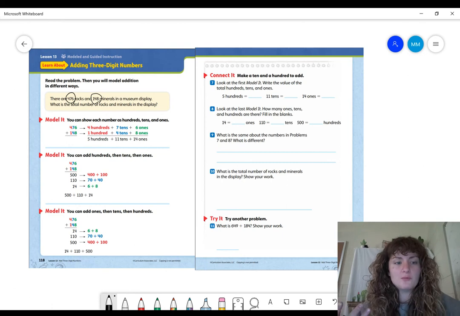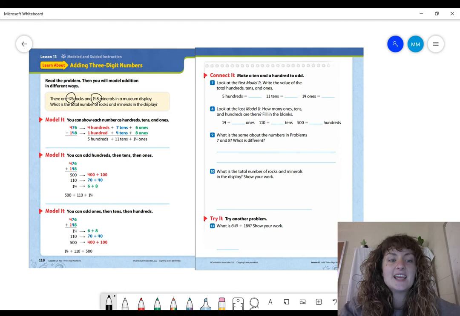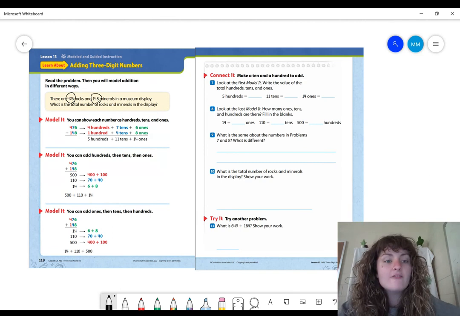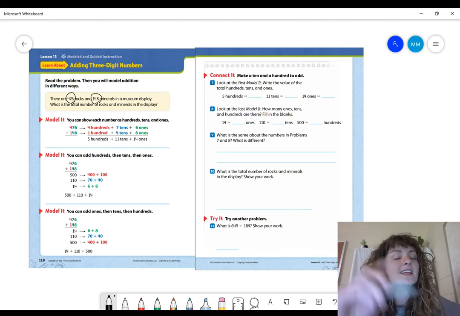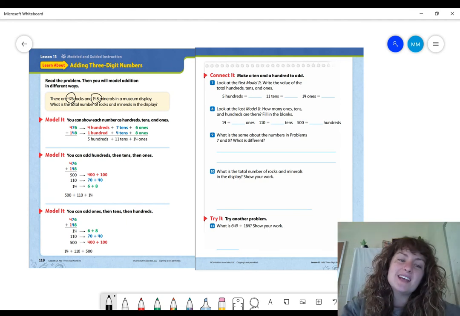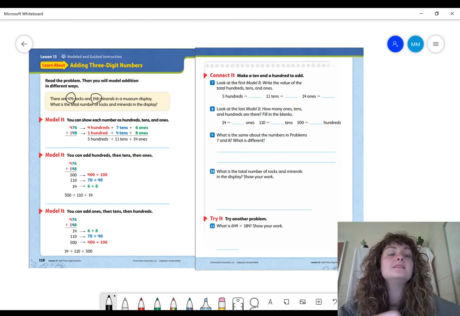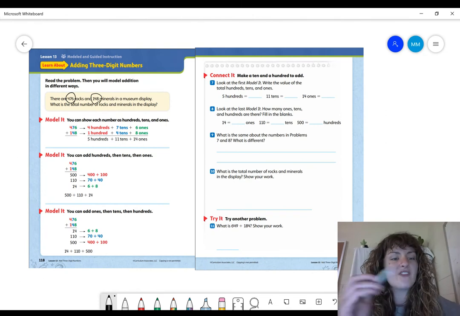The first strategy we can do is to model it. You can show each number as hundreds, tens, and ones. So for 476, there's 4 hundreds, 7 tens, and 6 ones. In 148, there's 1 hundred, 4 tens, and 8 ones. If we put the total value of those numbers together, we can add 6 ones plus 8 ones to get 14 ones. Keep that number in the back of your head. 7 tens plus 4 tens is 11 tens. Keep that number in the back of your head. And we have 400 plus 100 is 500.